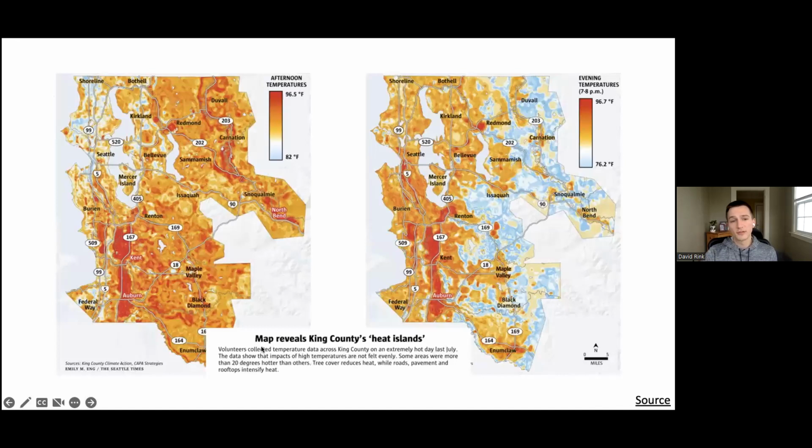So these are maps of King County that were recently published, where volunteers went around and were taking temperatures at varying times of the day. And if you look closely, you can see certain areas of probably generally more affluence, such as Mercer Island or Montlake or Madrona and West Seattle, which tend to experience less severe temperatures compared to some of the other areas in King County.